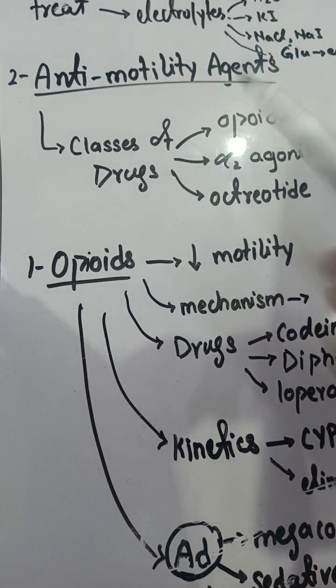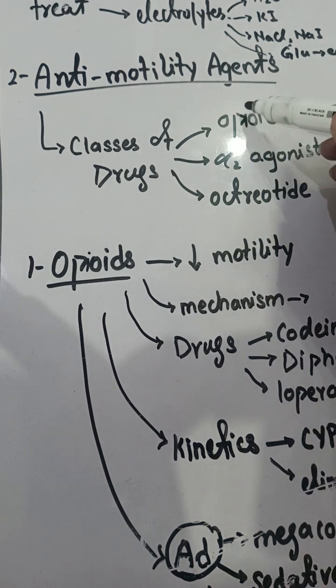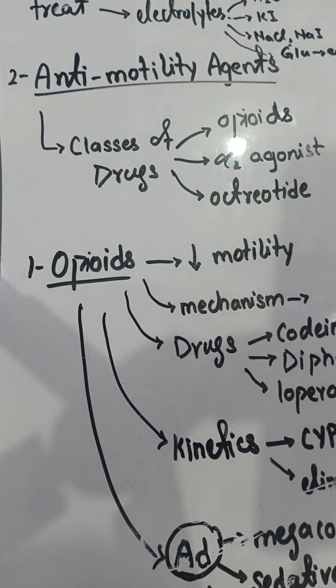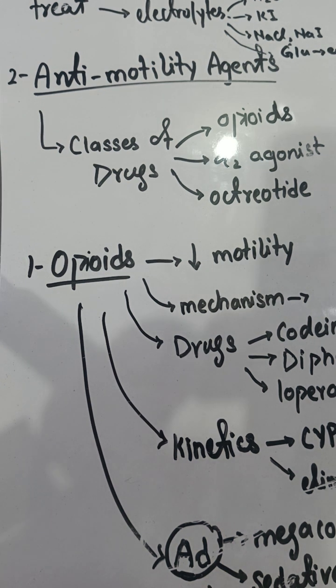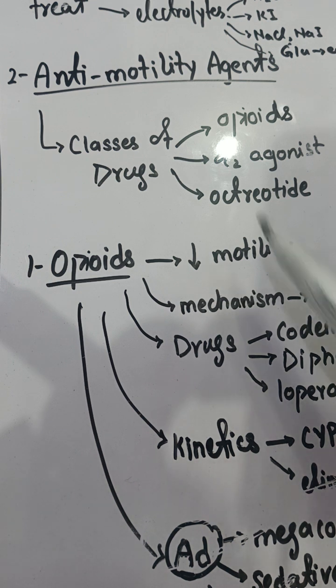So the first class is opioid drugs. Opioid means they have opioid-like action, causing various kinds of CNS effects. Second is the alpha 2 agonist drugs, and lastly there is eluxadoline. Okay, these are the classes of drugs. Now we will discuss them.